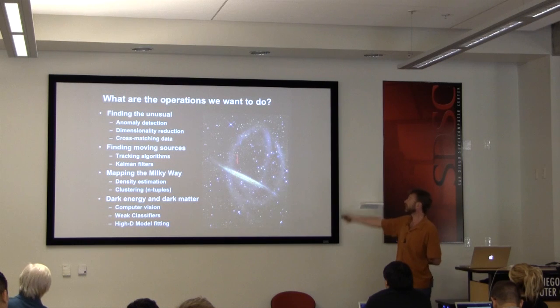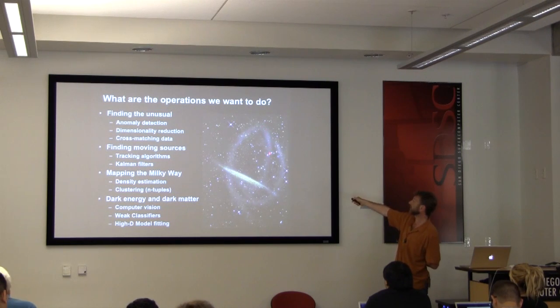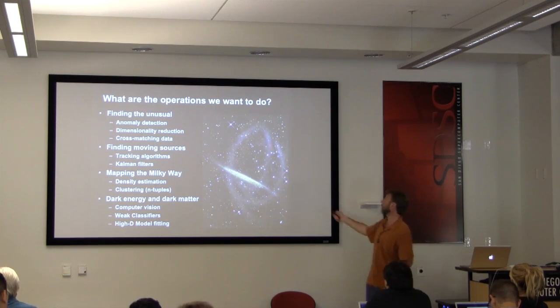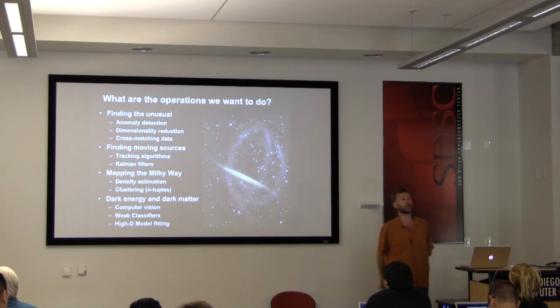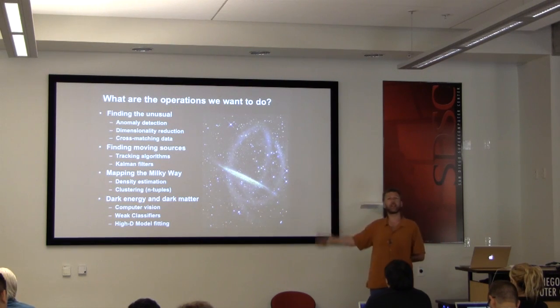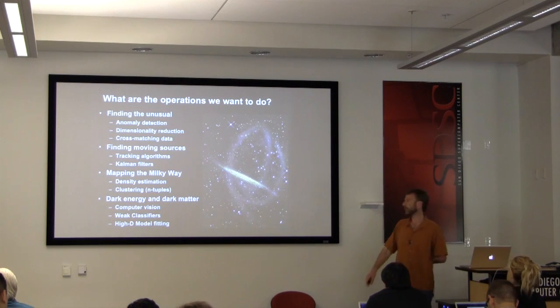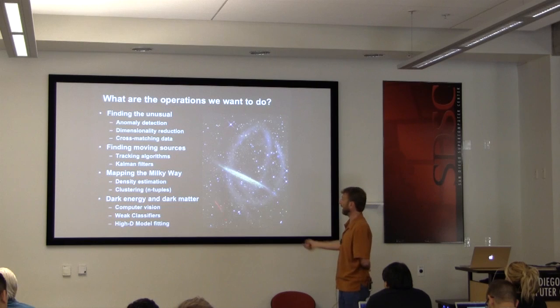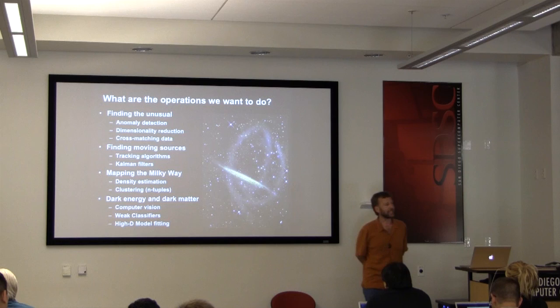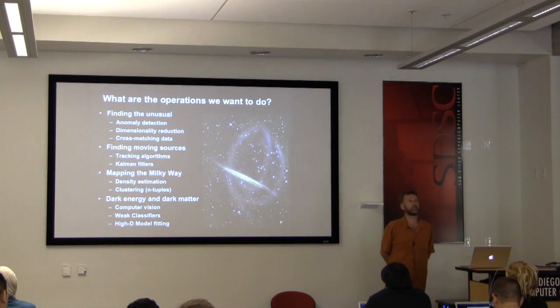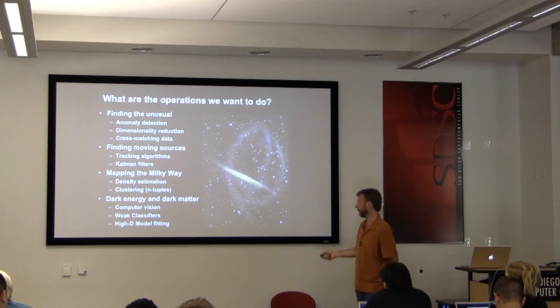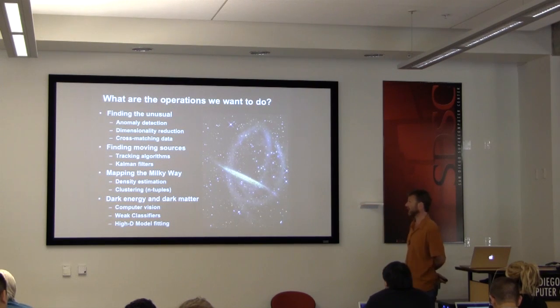Mapping the Milky Way, looking for low surface brightness streams, is exactly the same thing as density estimation. You're trying to understand what's the density of stars as a function of position on the sky. If I want to characterize the distribution of those stars, I may want to undertake clustering algorithms such as n-point correlation functions that Tomas talked about. And then gravitation, dark matter, dark energy, gravitational weak lensing, distortion of images. A lot of that comes in the computer vision techniques for how to actually characterize the shapes of galaxies.